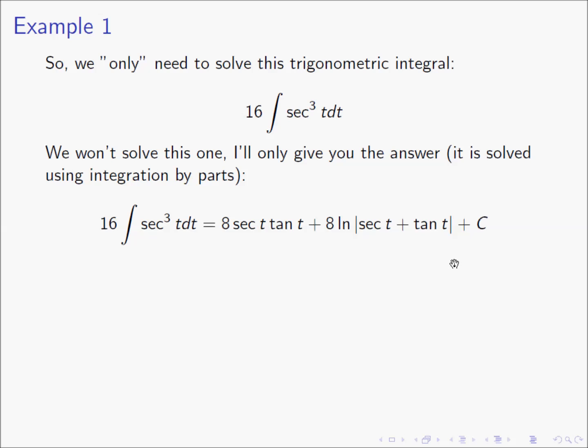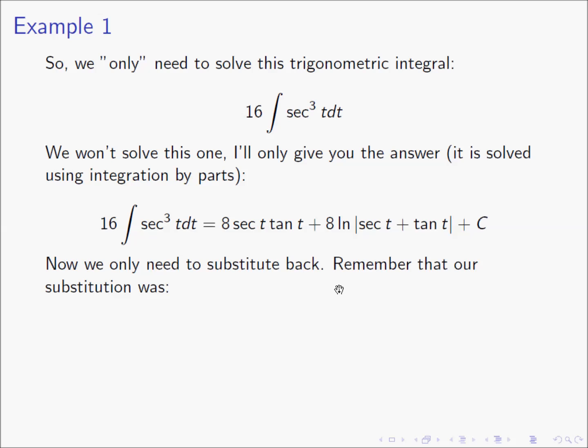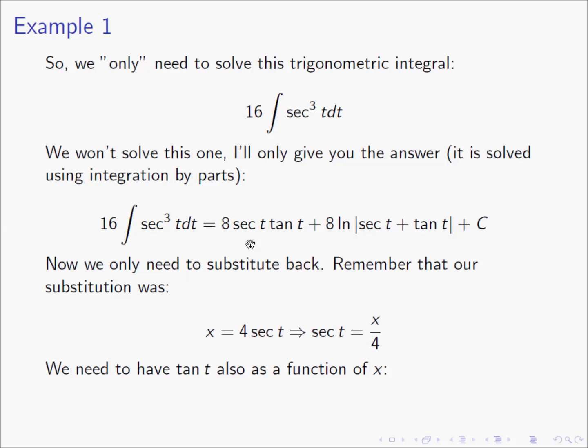And what we are going to do here is to substitute back. Remember that our substitution was x equals 4 secant of t. That means that secant of t is x over 4. But in our expression here, we also have tangent of t. So we also need to get tangent of t as a function of x. So we use again our trigonometric identity. Tangent of t is the square root of secant squared t minus 1.